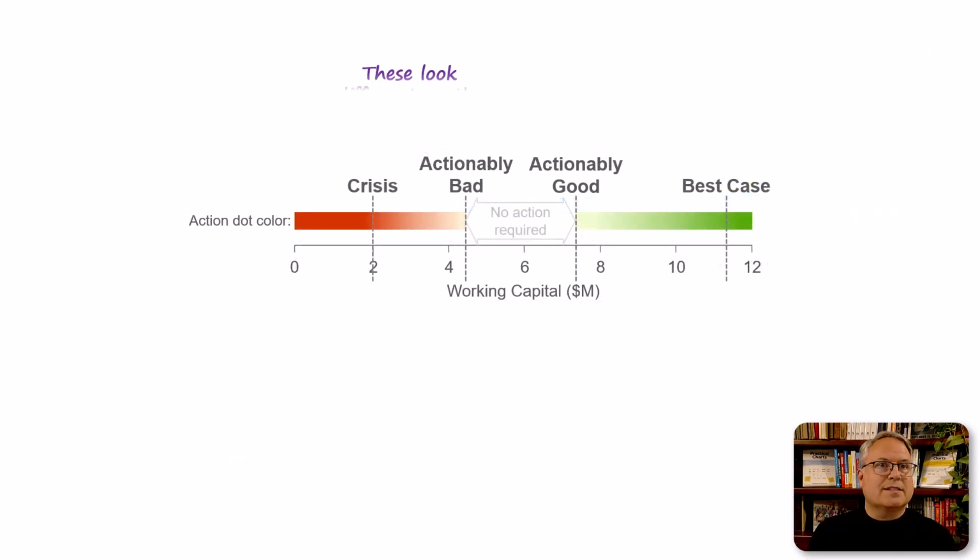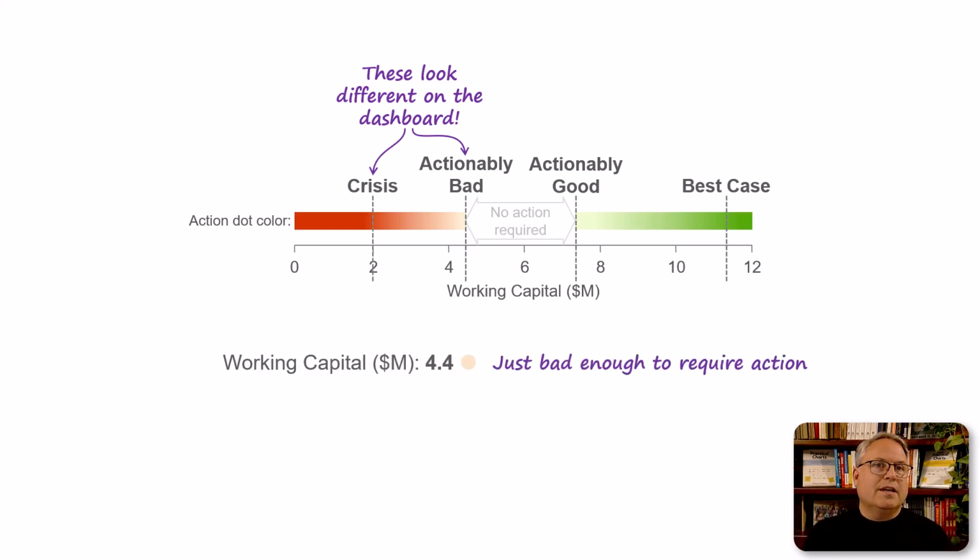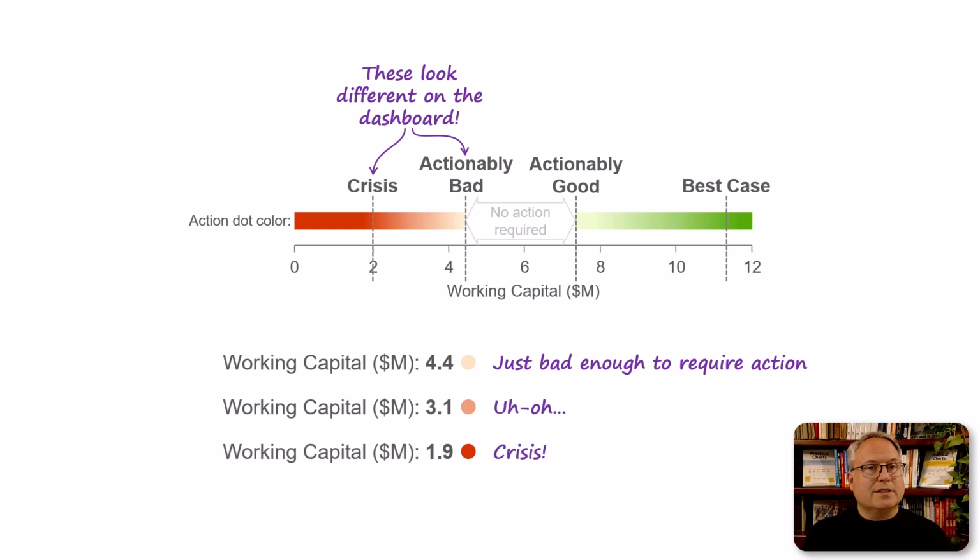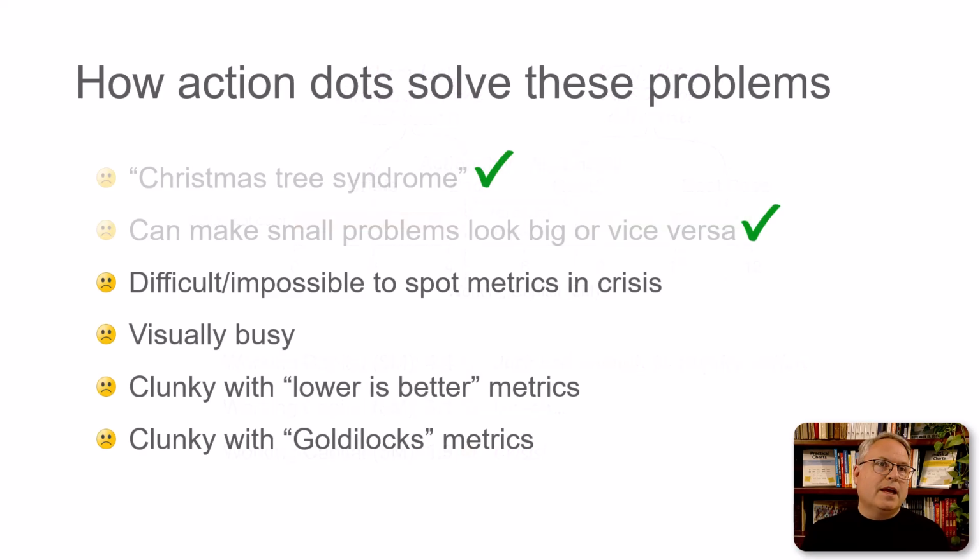Whereas with action dots, well, crises look different than metrics which are just enough to be kind of acted on, right? And so, I can see the difference between something that's just bad enough to require action, or worse, a crisis, right? It actually looks different on the dashboard. And by the way, things that are doing extraordinarily well also look different on the dashboard, which traditional methods don't really flag. And so again, we don't really have to worry about this with action dots.